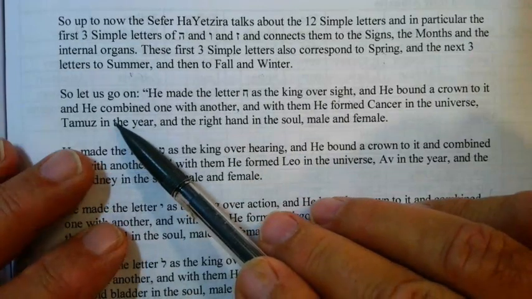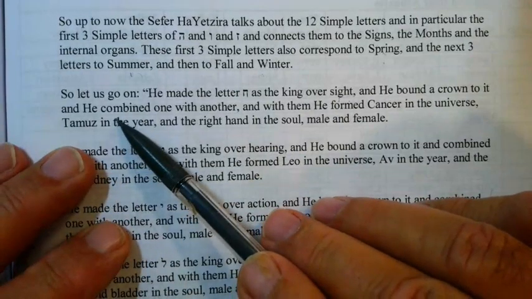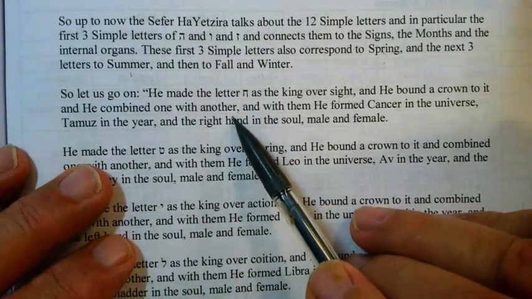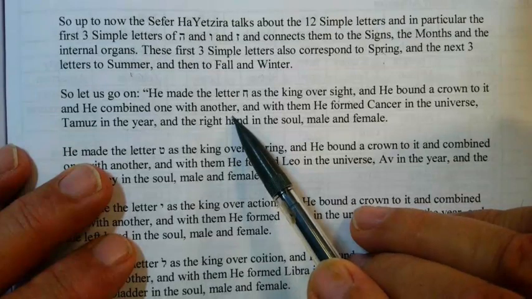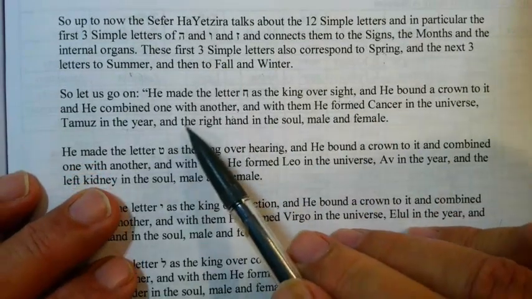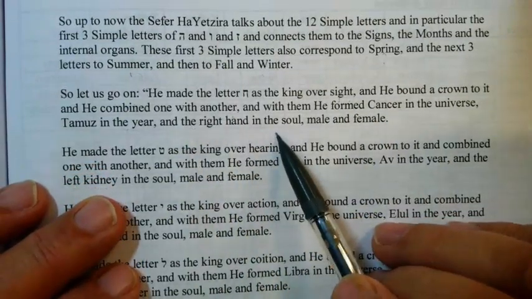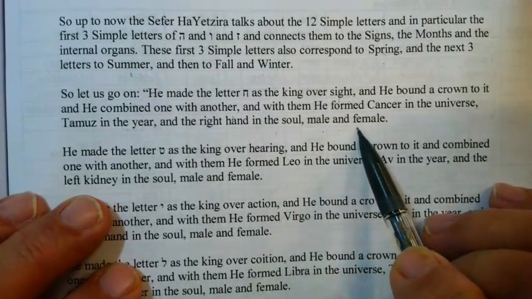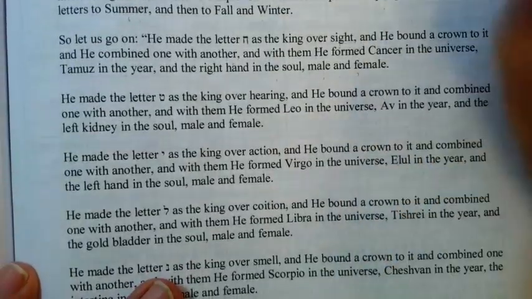In other words, it became more physical because now it has a top. And he combined one with another. I'm not sure what the combinations are. He brought different aspects of it and found out that there's male and female. And he used them, and he formed Cancer in the universe, Tammuz in the year, the ear, and the right hand corresponding to it in the soul, and they're male and female. Everything really is male and female.